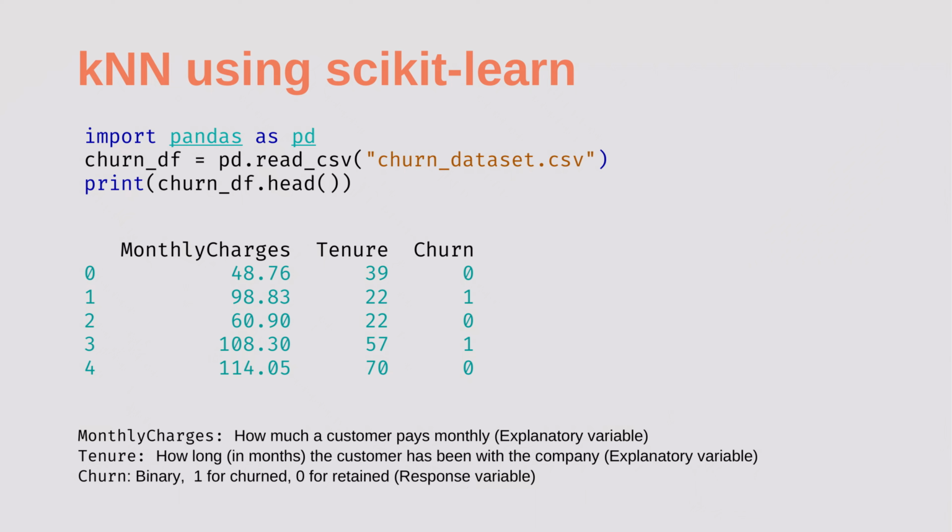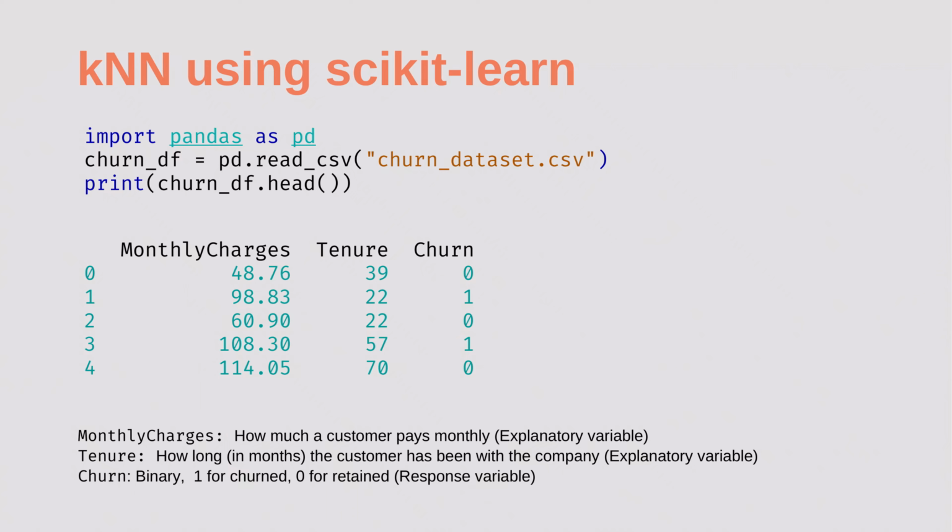First, we will begin by importing our data. We are using the pandas library to load a CSV file called churn_dataset.csv. The link to this data is in the description. Let's take a quick look at the first few rows. As you can see, the dataset contains 3 columns.